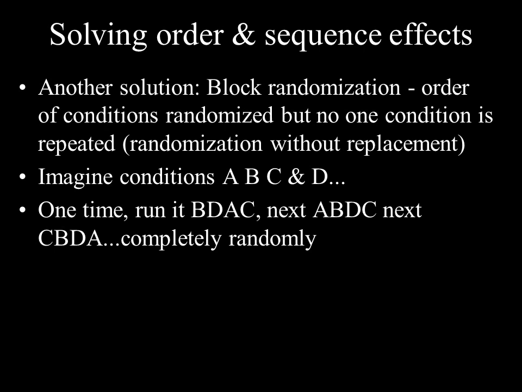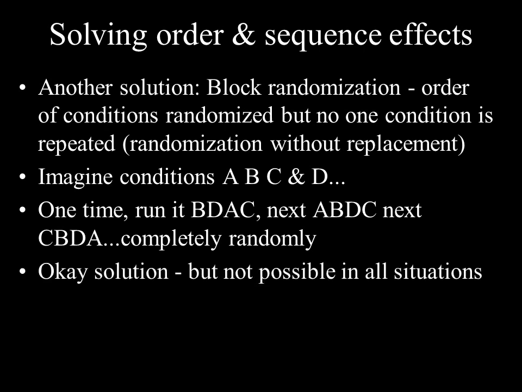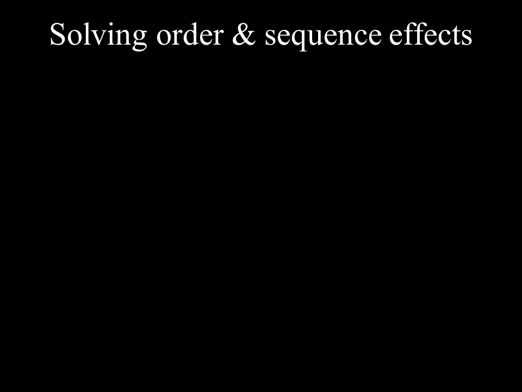Now, there's another solution which is called block randomization. The way in which you do that is that you forget about balancing the exact number of groups that have particular orderings, and you just randomize it. Imagine that you have 4 conditions, A, B, C, and D. One time you'll run it B, D, A, C. The next time A, B, D, C. The next time C, B, D, A. You completely randomize the order, and then you just forget about it. You don't worry about order effects, because by randomizing it, the idea is that all of those differences might go out in the wash. But it's not possible to do this in all situations.